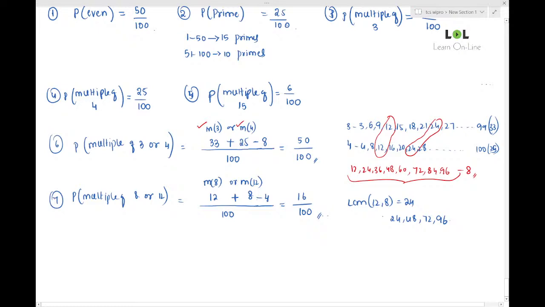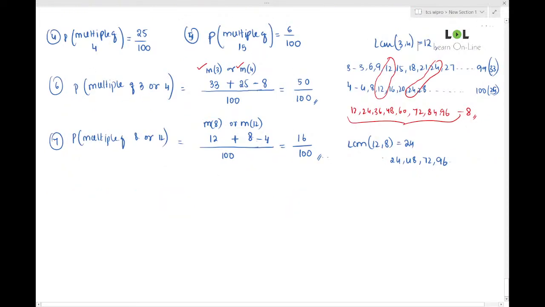So here also, LCM of 3 and 4 is what? LCM of 3 and 4 is 12. So that's why we are removing the multiples of 12. Am I clear? Am I clear now? Did you understand this?